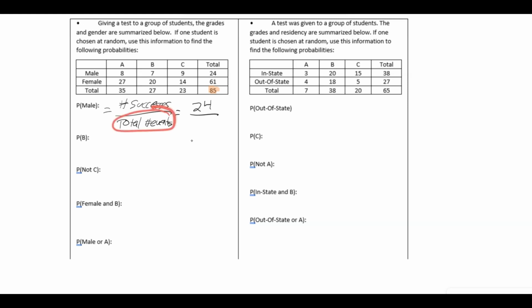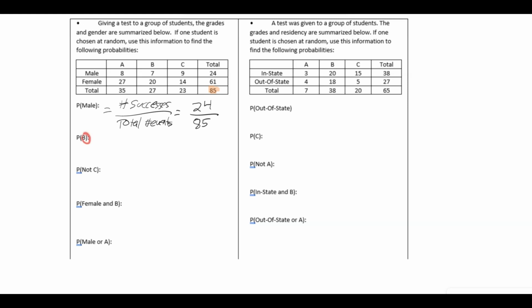The total number of events, again, we could add up these 4 cells, or we could add up these 3, or we could add up these 2, or we could take advantage that they've added them all up together, 85. This fraction does not reduce, so that is the simplified probability.